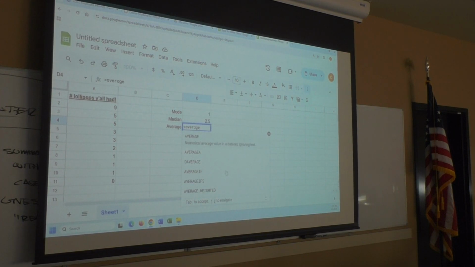Look at all the different averages. Whoa. We might learn that one later. I just discovered that one last term. Excel doesn't have this command, but Sheets does. It's so cool. We'll see how things proceed moving forward. And we know the answer to this is going to be 3. Look at that.